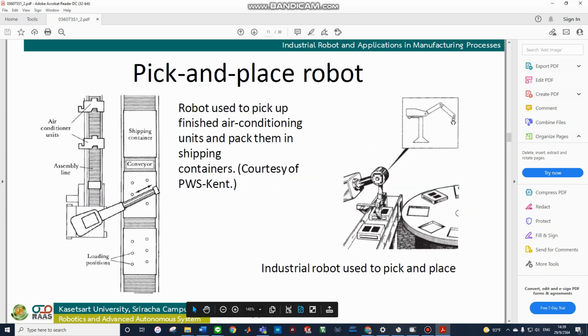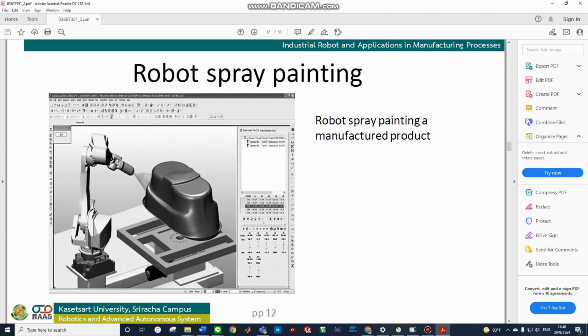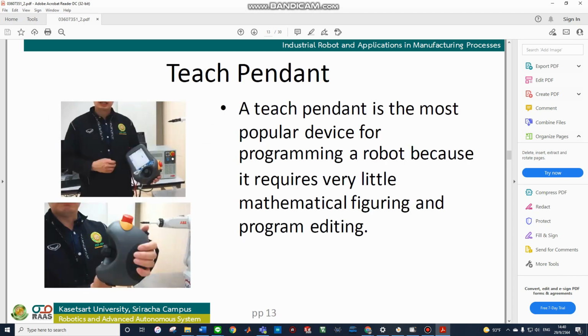Pick and place. The robot is used to pick up finished air conditioning units and place them in shipping containers. This is a robot spray painting.